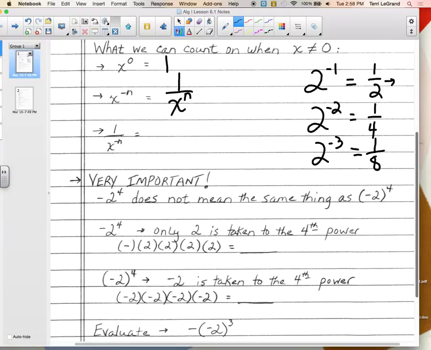So, hey, can this be written as a power? Is that the same thing? Yeah. Look what happened. It was 2 to the negative 3 power, and it became 1 over 2 to the positive 3. 2 to the negative 2 power became 1 over 2 to the positive 2 power. 2 to the negative 1 became 1 over 2 to the positive 1 power. We can count on that all the time.